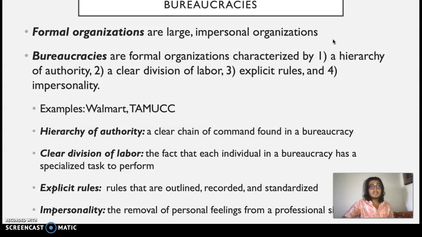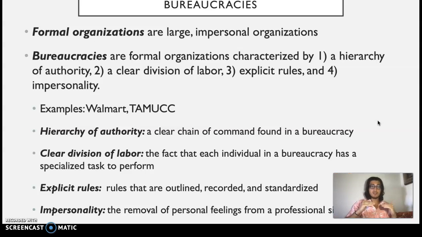So every bureaucracy has, like I've said, a hierarchy of authority, meaning that there is a very clear chain of command found in every bureaucracy. So for example, in the university system, right? If I have a concern with the way that the university is organizing its courses and offering courses in online versus face-to-face formats, I wouldn't go straight to the president of the university with this concern, right? I have a very clear chain of command.